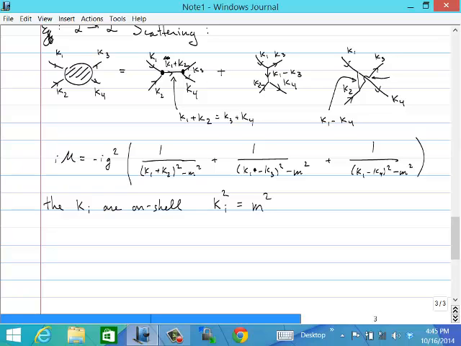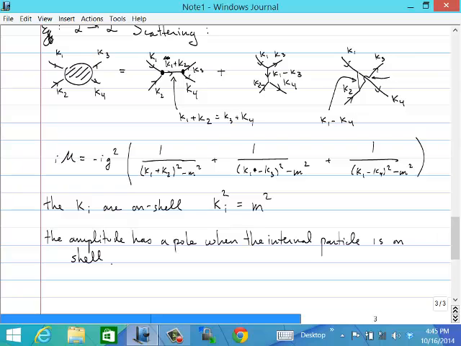And the interesting and important point is that the scattering amplitude has a pole when the internal particle is on shell. That is to say, it has a pole when (k1 + k2) squared is equal to m squared, or (k1 - k3) squared is equal to m squared, or (k1 - k4) squared is equal to m squared.